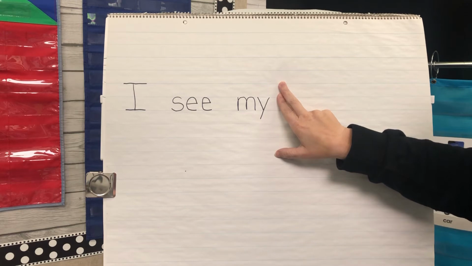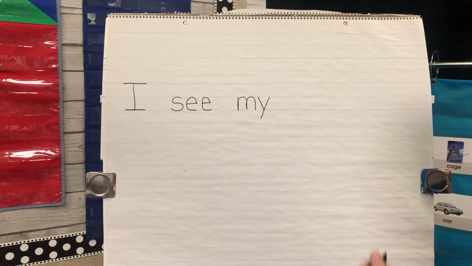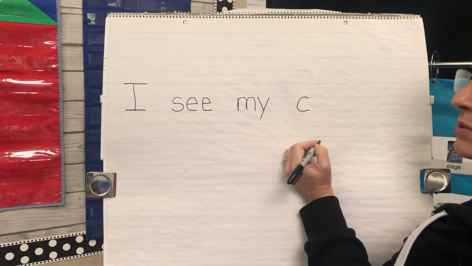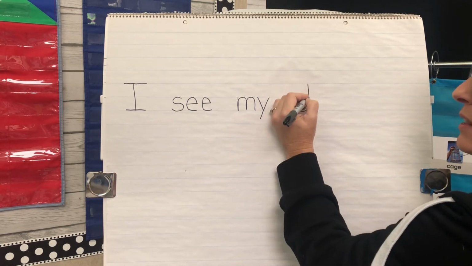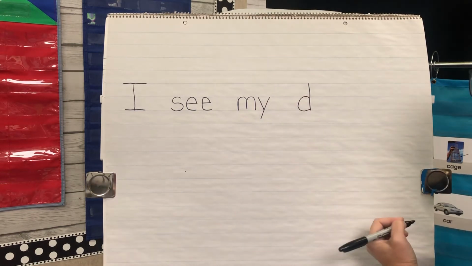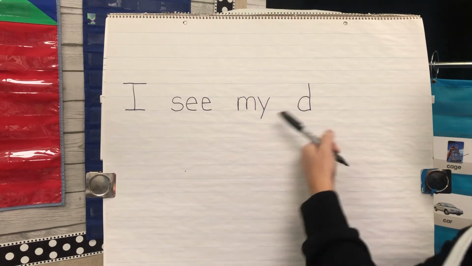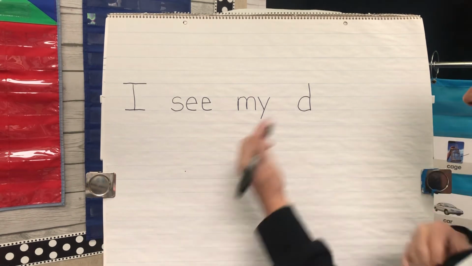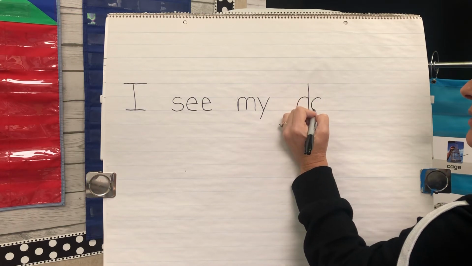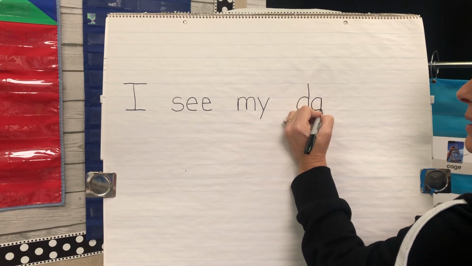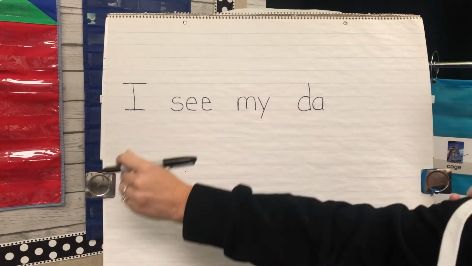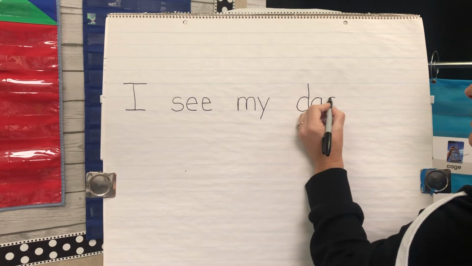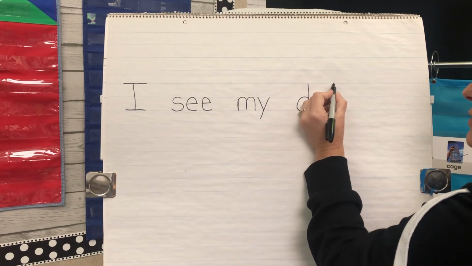Let's do dad. Okay? D. Make a C first when you make a D. And then you make a straight line coming down, and now it's a D. So it goes D. Make a C first again, and then go up and straight back down. D, add. There's another D. Make a C first and then a line coming down.